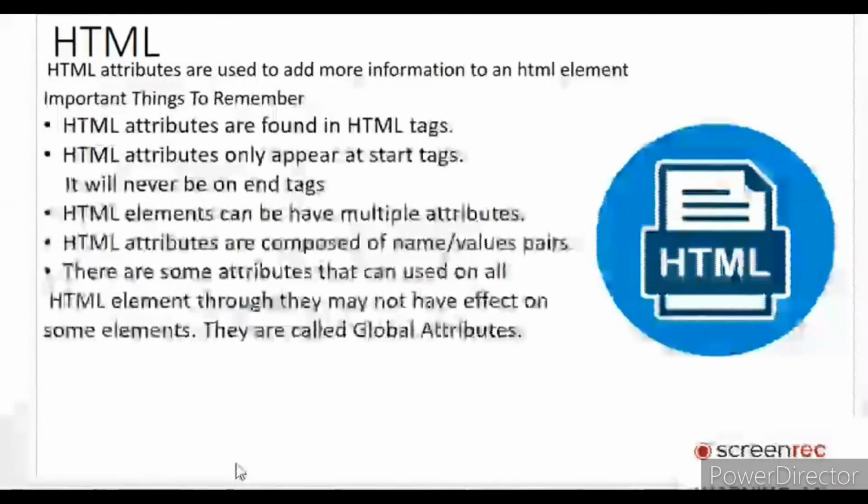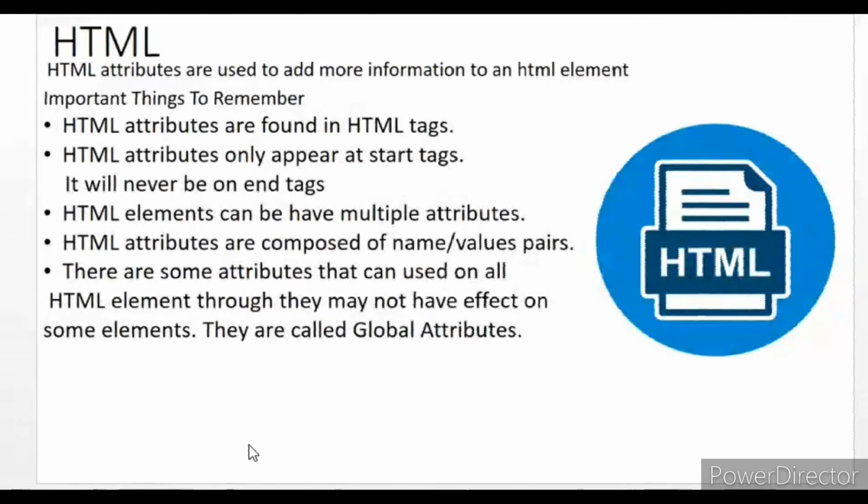HTML attributes are used to add more information to an HTML element. Important thing to remember: HTML attributes are found in the HTML start tag. HTML attributes only appear in the start tag. They will never be in the end tag.